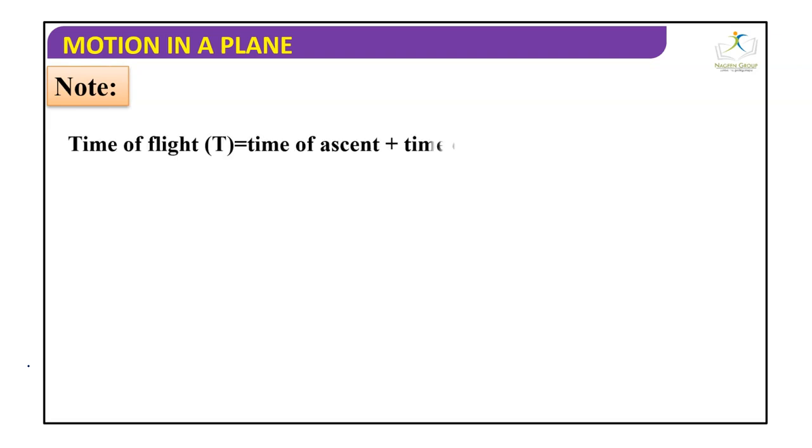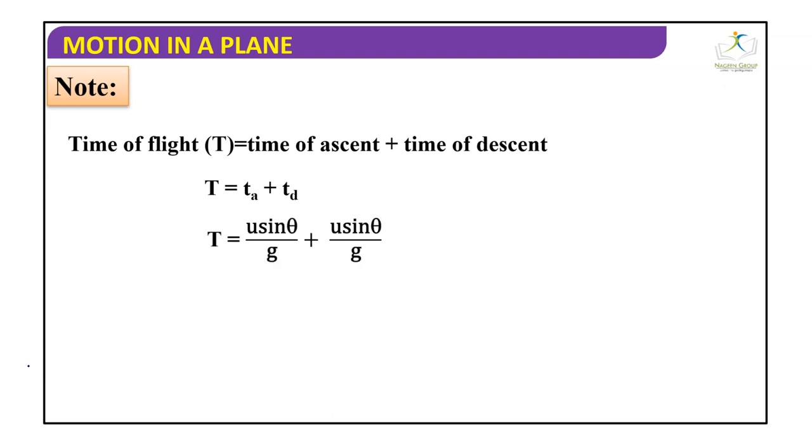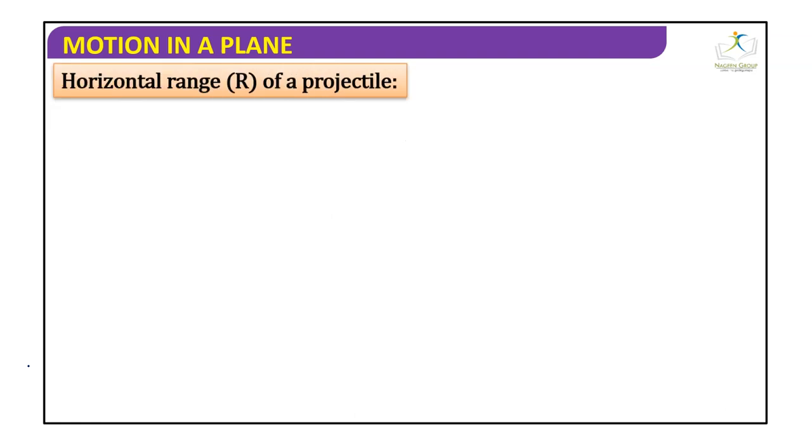So a few points we have to note down, which are very important: the time of flight, the time of ascent and the time of descent. As I told you, what is the time of descent, students? Time of descent is the time where the particle goes from the maximum height to the ground. With that, T minus u sin theta by g gives 2u sin theta by g minus u sin theta by g. This comes to u sin theta by g.